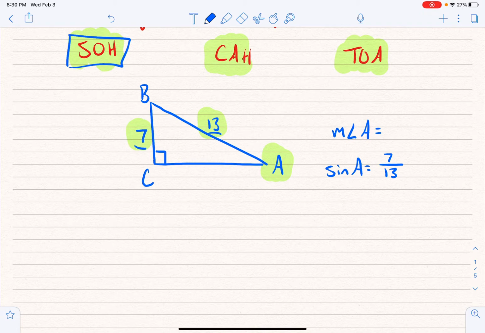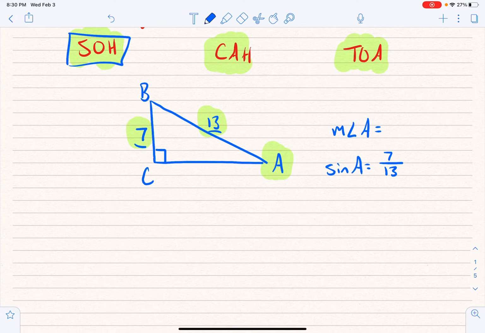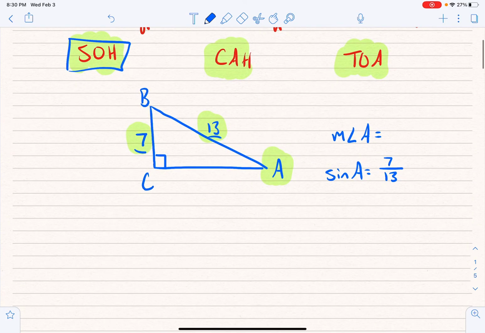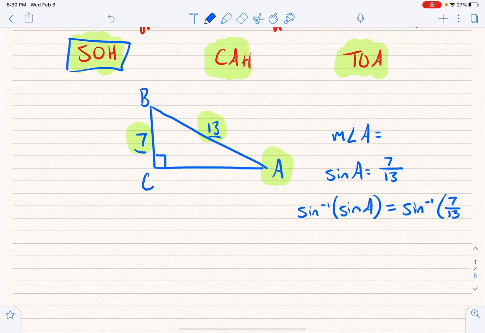Now, it's on your calculators that we're going to use in a second, and I'm going to show you where, but right now I just want to show you the math of it. So I'm going to take the inverse sine of this side of the equation, and then I'm going to take the inverse sine of the other side of the equation. These two things cancel each other out, and I'm left with just angle A is equal to the inverse sine of 7 over 13.